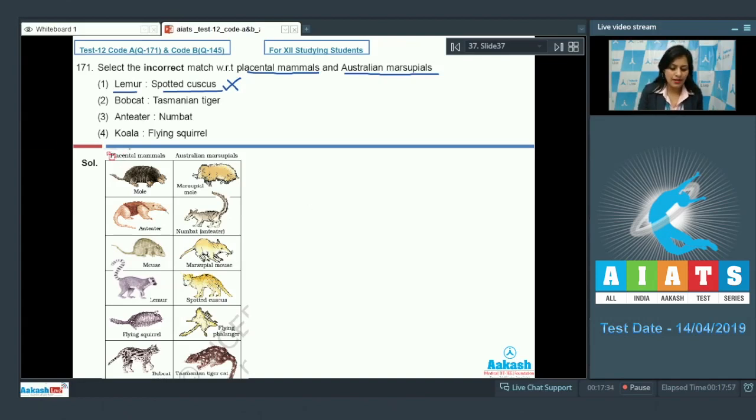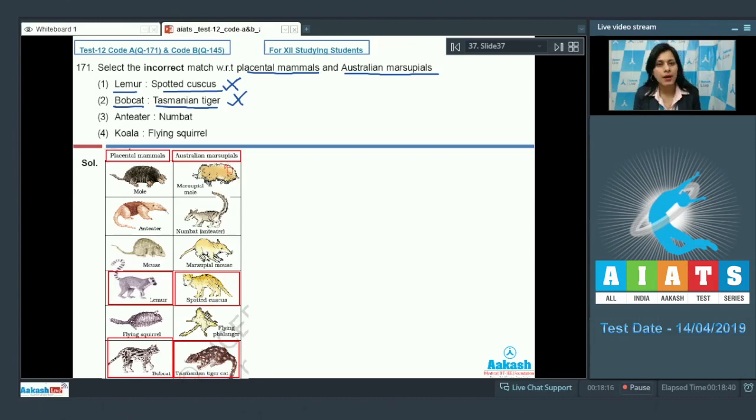As you can see here, this is a comparison between placental mammal and Australian marsupials. This is lemur and it exhibits convergent evolution with spotted cuscus. So this is a correct match and cannot be a correct answer. The next option is bobcat and Tasmanian tiger. And as it is also a correct match, this cannot be a correct answer to our question. As you can see here, this is bobcat, a placental mammal, and it exhibits convergent evolution with Tasmanian tiger cat, which is an Australian marsupial.